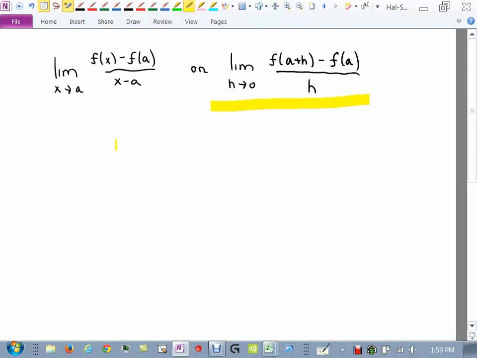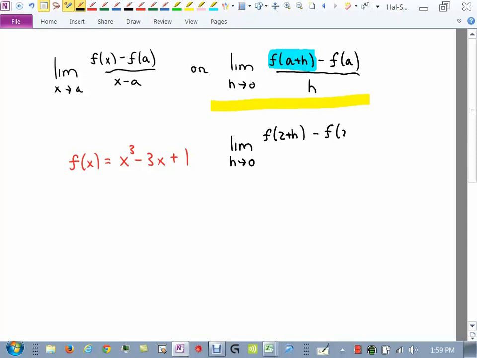So remember what our function was. The function that was given to us was x cubed minus 3x. I forgot what it was, minus 3x plus 1. And to figure out this, what we're going to need to do is figure out what f of a plus h is. Well, for us in this problem, remember a is 2, so we actually want to know what f of 2 plus h is minus f of 2 all over h. f of 2 plus h, the way to get that is to plug 2 plus h into the function. So replace all your x's with 2 plus h.